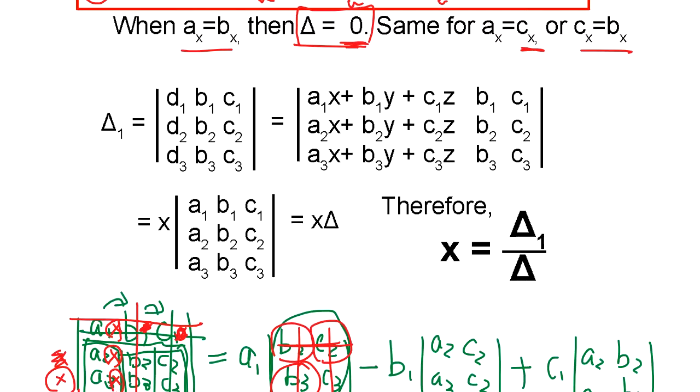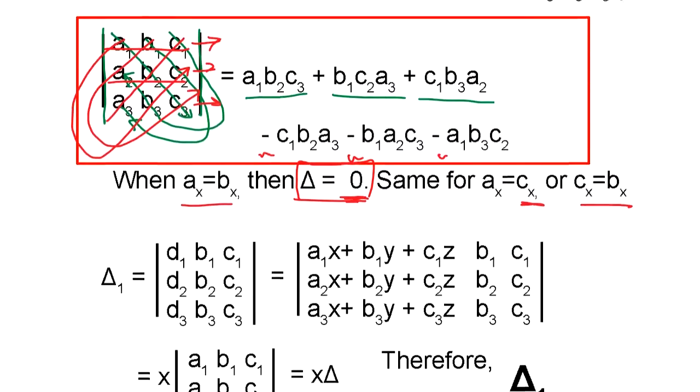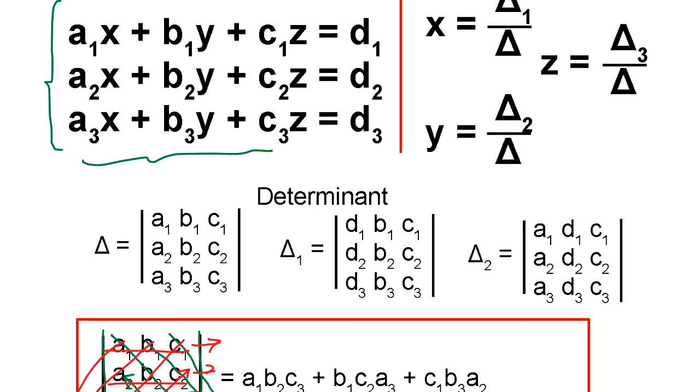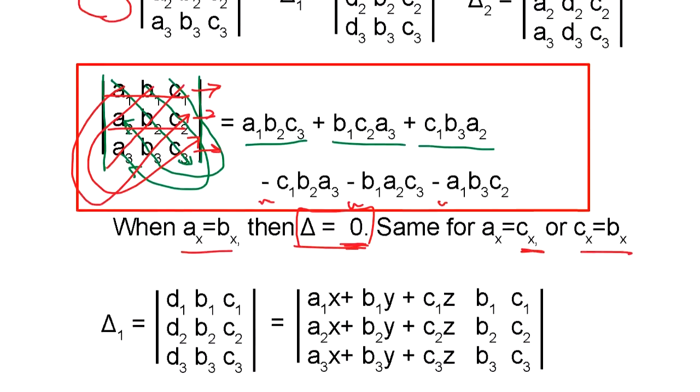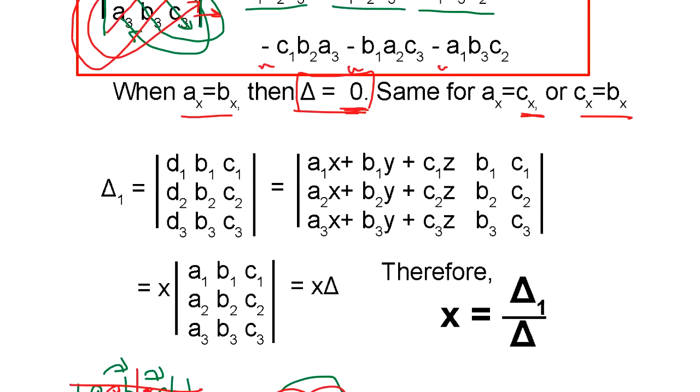For example, delta 1 is defined by d1, d2, d3, where the a1 column is replaced. You go back to this equation. These are the d1, d2, d3, and instead of this we plug in this one. That's delta 1. Delta is the determinant of the coefficients. Delta 1 is where the first column is replaced with d1.